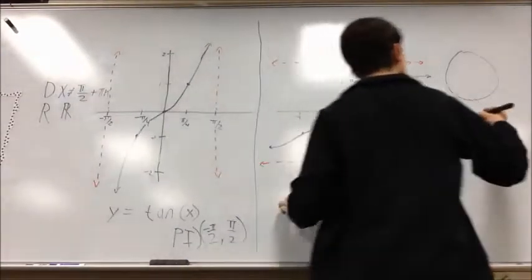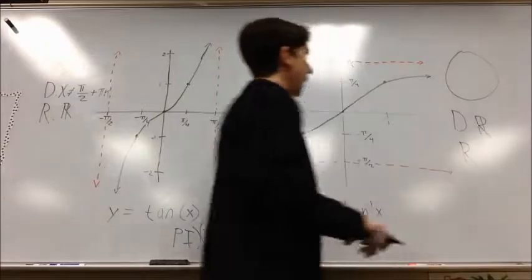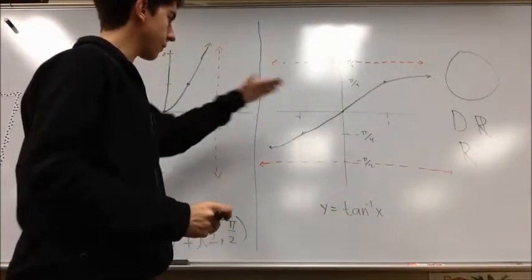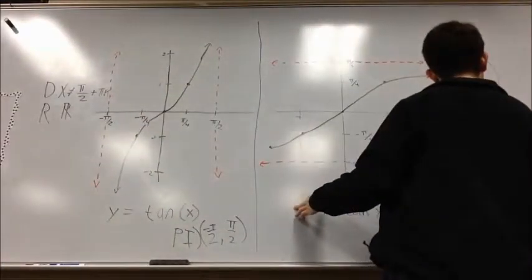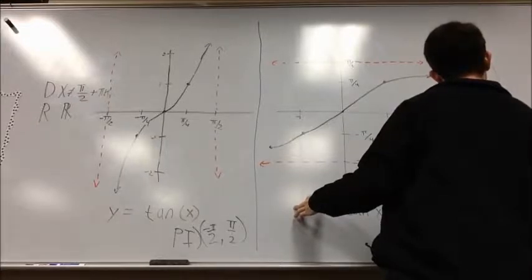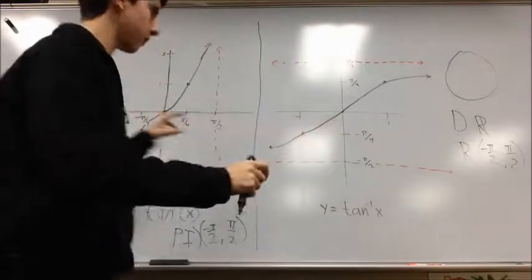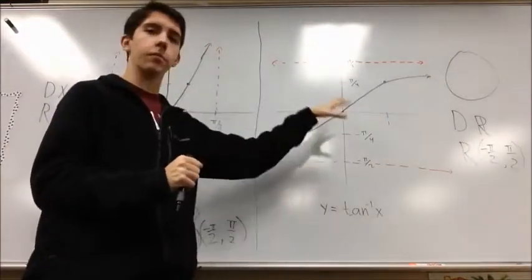So let's write that over here. And the range, because of our principal interval, is now only from -π/2 to π/2. So that's different in that the domains and ranges don't switch exactly. That it becomes the principal interval.